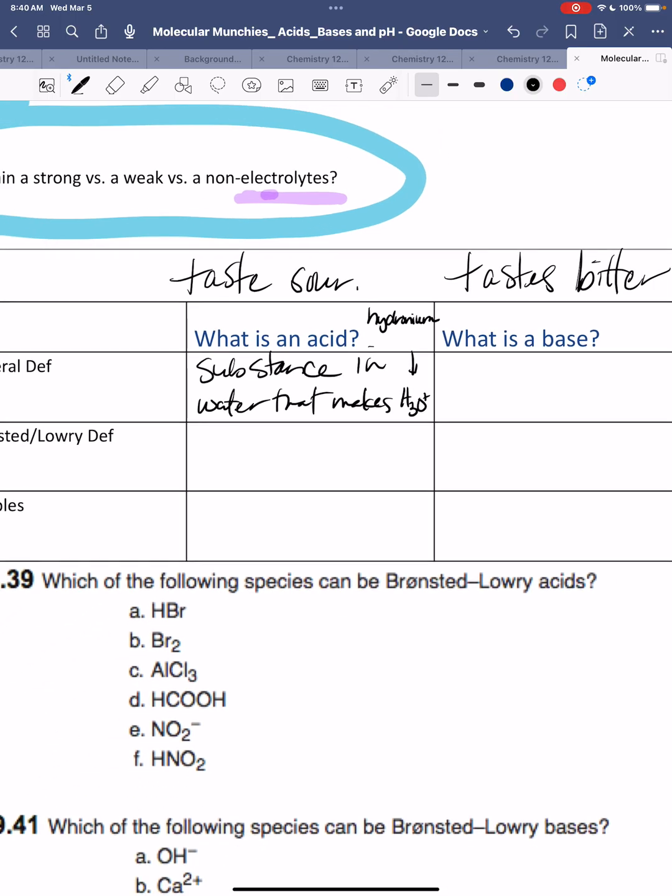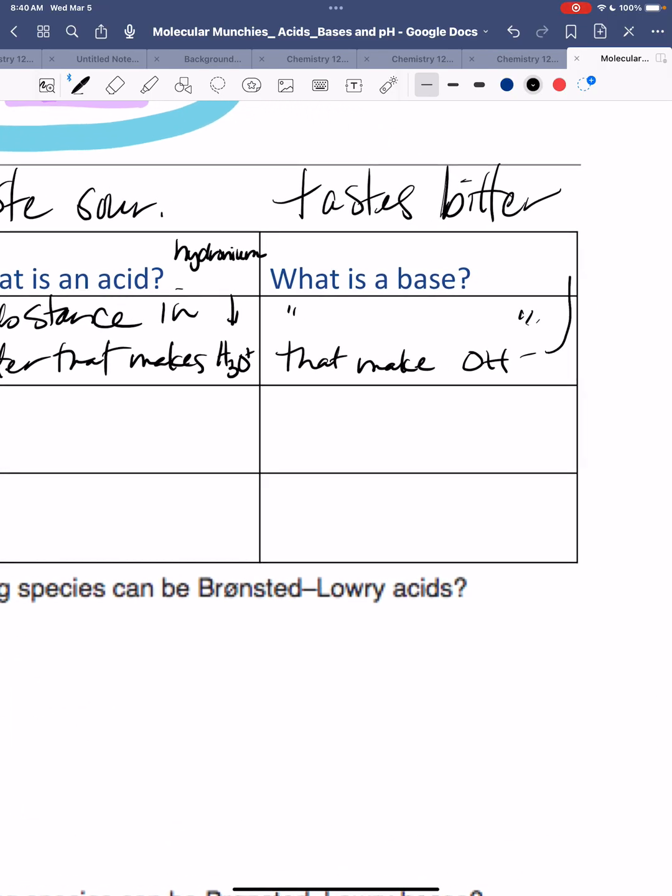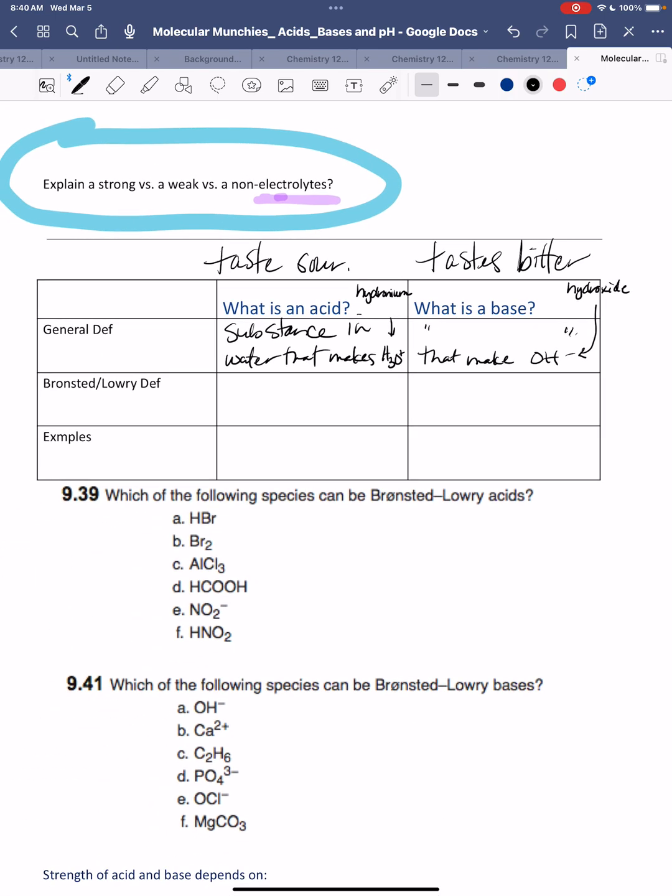A base is a substance in water that makes hydroxide, OH minus, okay? And so this particle right here, again, is one of our polyatomic ions. It's called hydroxide. So that's kind of a general definition. Substances that taste bitter, substances that taste sour, and then this H3O plus and this OH minus are sort of the crux of the matter.